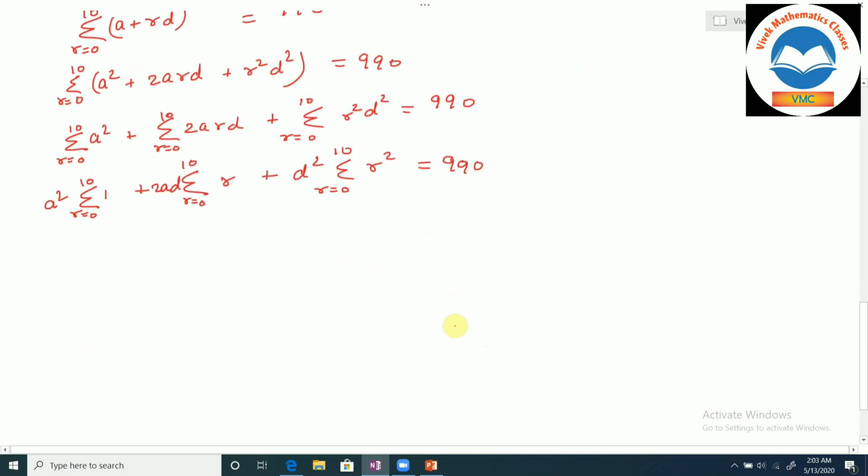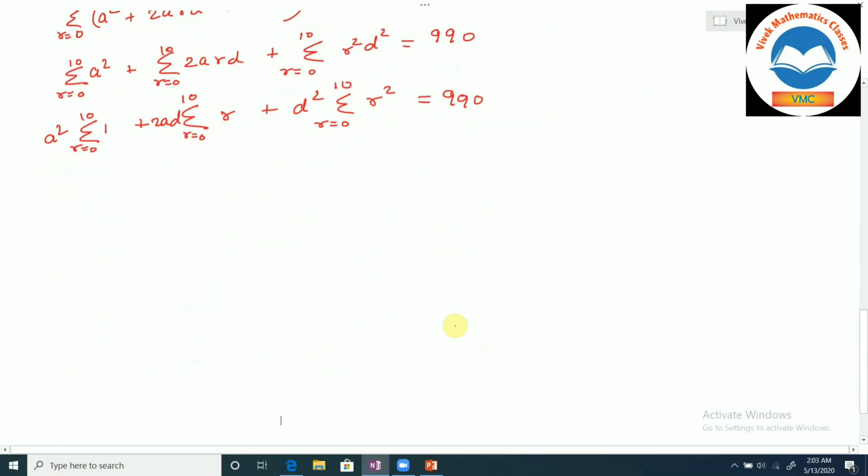Now if you substitute the value, summation 1 formula we know n, and how many, what is the value? If you substitute r equal to 0, it will be 1. Substitute r equal to 1, even then also 1, up to 10. How many numbers will be? 11. So we will get a square into 11 plus this will be 2ad into summation r. We can start from 1 also, because if we substitute r equal to 0, it will be 0. So no use. We can start from 1 also, 1 to 10. Then formula will be n into n plus 1 by 2.